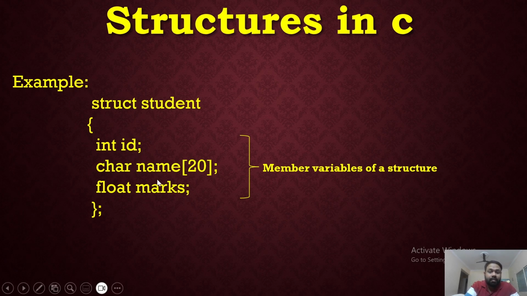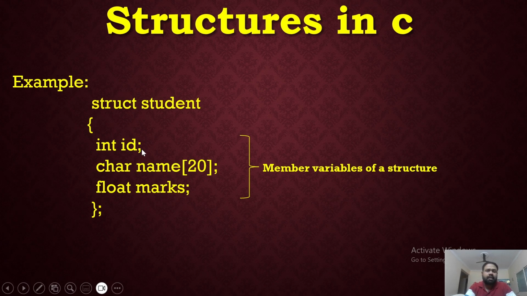ID, name, marks. You observe here in the structure, an integer type variable I have created, a character array type variable I have created, and marks which is of another data type. Here integer, character, float, everything is grouped together. I am putting it at one place. That is what I am going to call a structure. And whatever you write here, all these are said to be the member variables of the structure.